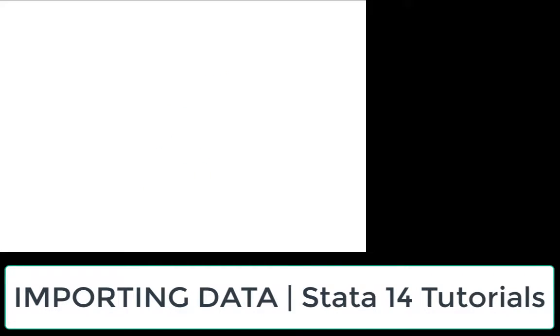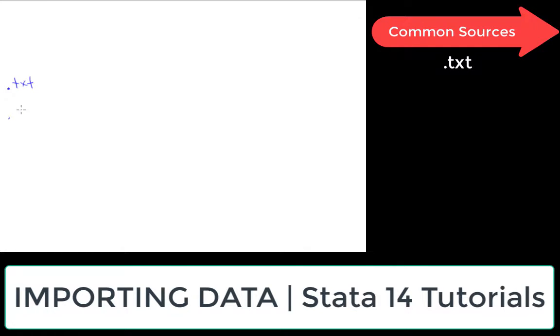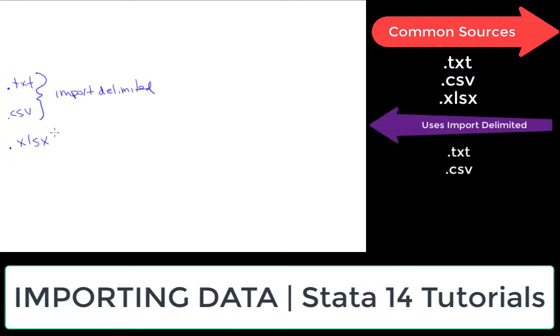So basically there's most often three types of files that you'll import into Stata. These are text files, which end in a suffix of .txt, CSV files, which end in .csv, and Excel files, which most often end in .xlsx. There's different commands to import these different file types. Text and CSV files are imported using import delimited, and Excel files are imported using import excel.